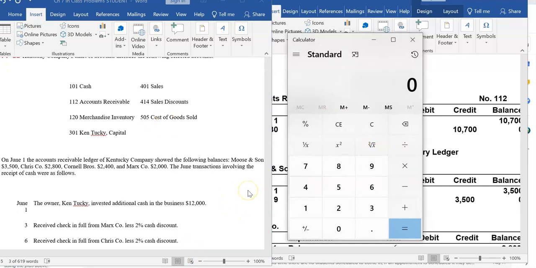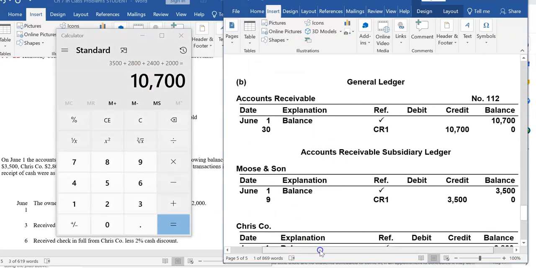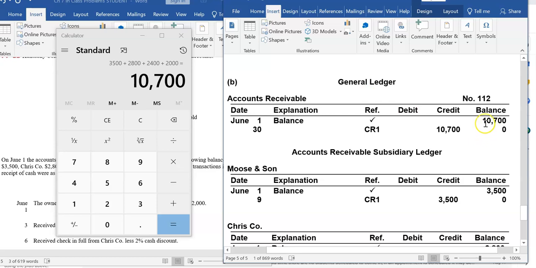$3,500 for Moose and Sons. We have $2,800 for Chris Company. We have $2,400 for Cornell Brothers, and we have $2,000 for Mark's Company. So we know we must have begun the month with $10,700 in the accounts receivable general ledger control account. So here's our beginning balance.